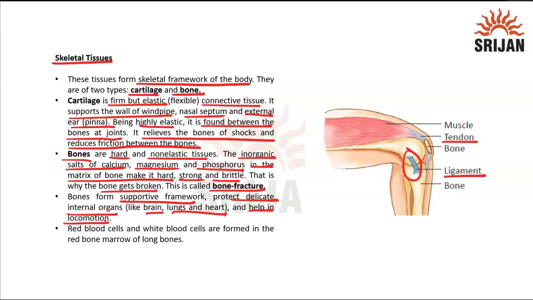Also, you have red blood cells and white blood cells within our body. These are the cells which are formed within the red bone marrow of long bones. The bone marrow is a part within those long bones, which you can remember as the femur and humerus. The humerus is your bone in the upper part of the hand, and the femur is the upper part of the leg, which is your thigh bone. That is how you can remember the skeletal tissues. So this is all about the skeletal tissues.